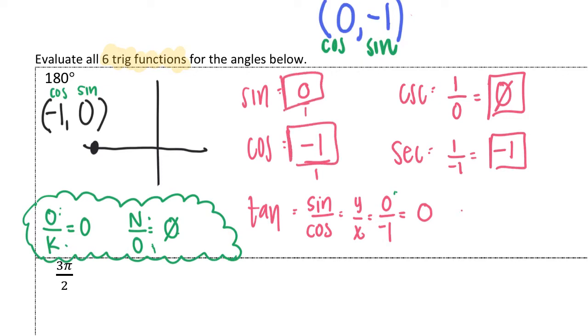Tangent, its reciprocal is cotangent. So it would be cosine over sine. The cosine is -1. The sine is 0. 0 in the denominator is undefined. So the cotangent is undefined.